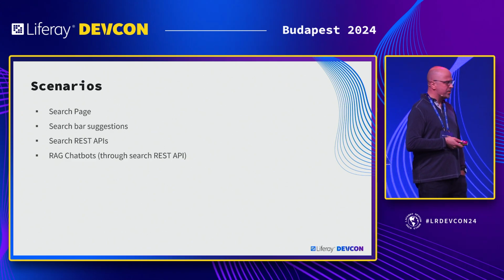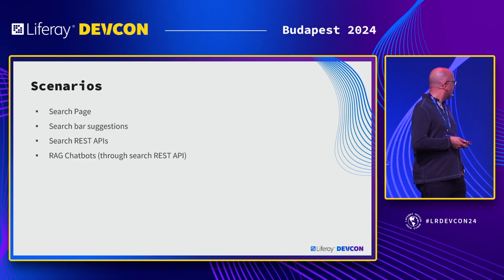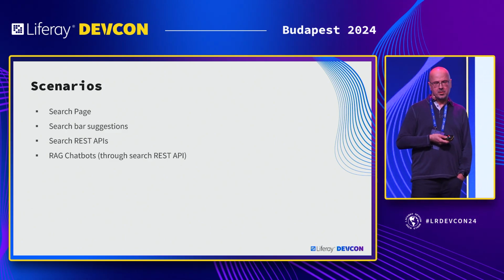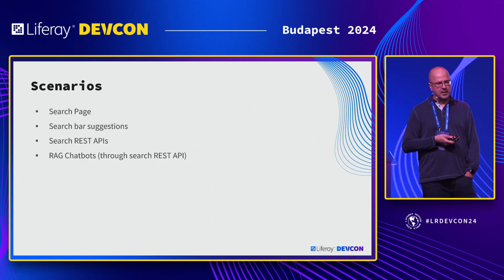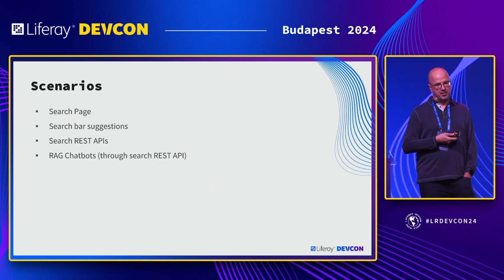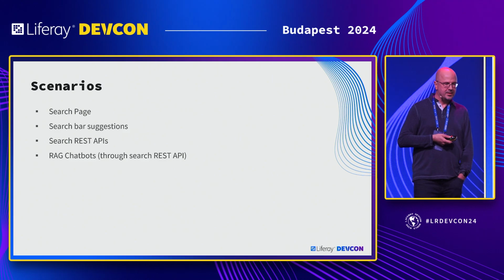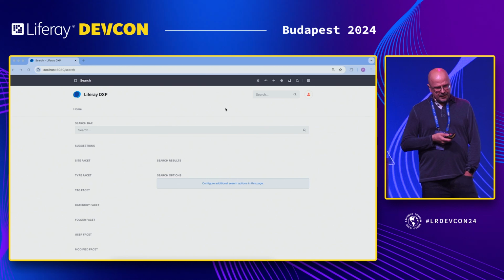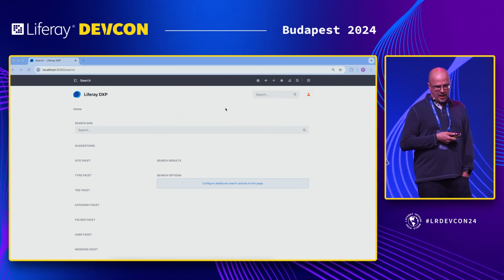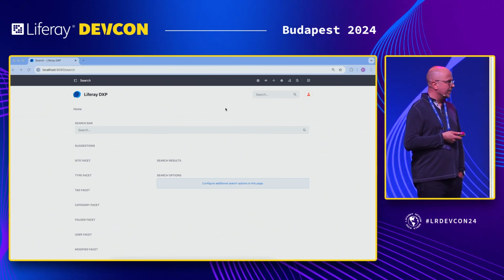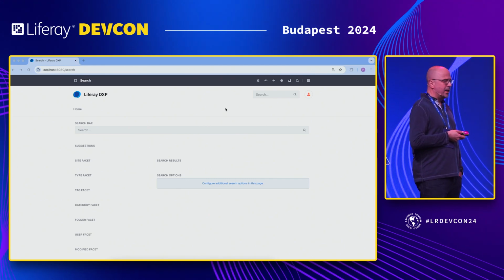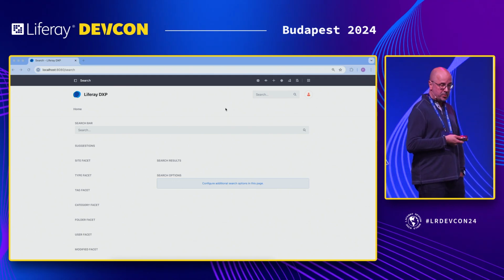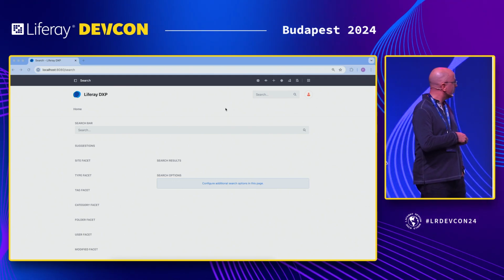So there are different scenarios where you could use this blueprint. Obviously, the first one is the search page, but you can also apply it to the search bar suggestions, or use it in the search REST API, which makes it also available for RAG chatbots. I think that was discussed yesterday in another presentation. And I show here how to do this on the search page. So what you need here is to add the blueprint options widget to your search page, select the blueprint you want to use, and that's it. Let's have a look.